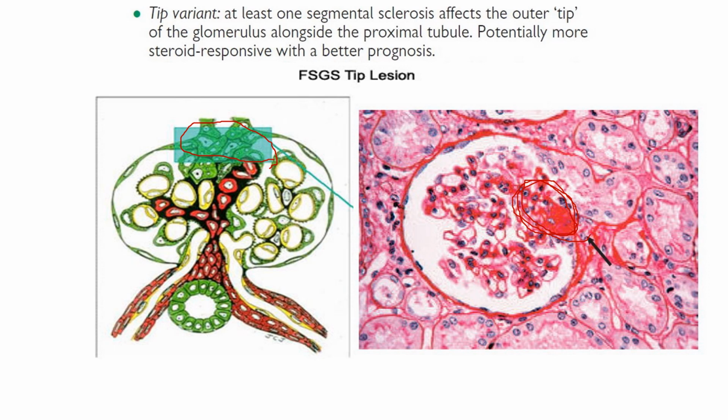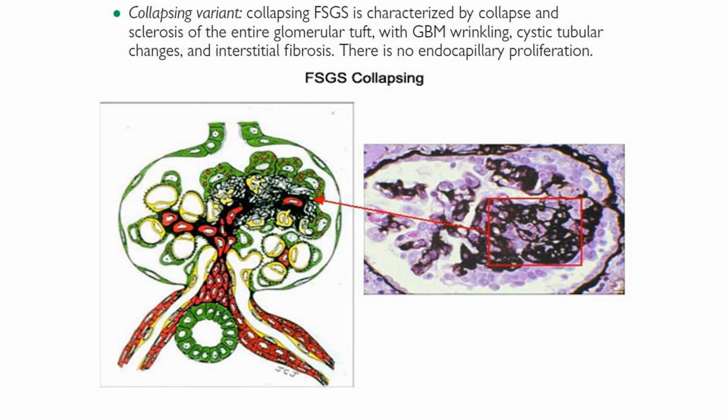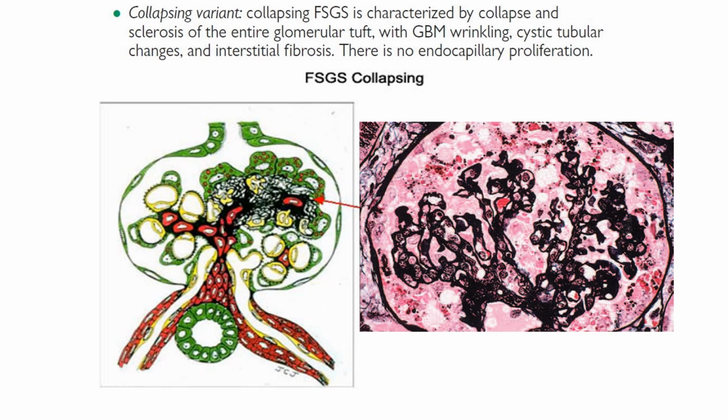This is called the tip lesion, and this may point to that this case will be steroid responsive. It has the better prognosis. The tip lesion, the tip variant sclerosis, is at the site of the exit or the formation of proximal convoluted tubule. The collapsing type, there will be collapse of all the glomeruli or the capillaries in the glomerulus, and this usually refers to a secondary cause, especially HIV and pamidronate, and also it points to a very bad prognosis of the case.